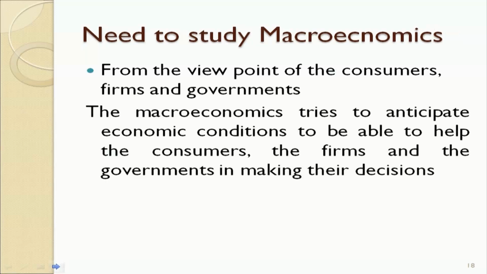Let us first take the point of view of consumers, firms and government. These three sectors are taken into consideration. The points of view of these three sectors collectively help in understanding the need for macroeconomics. Macroeconomics tries to anticipate economic conditions to help consumers, firms as well as the government in their decisions.